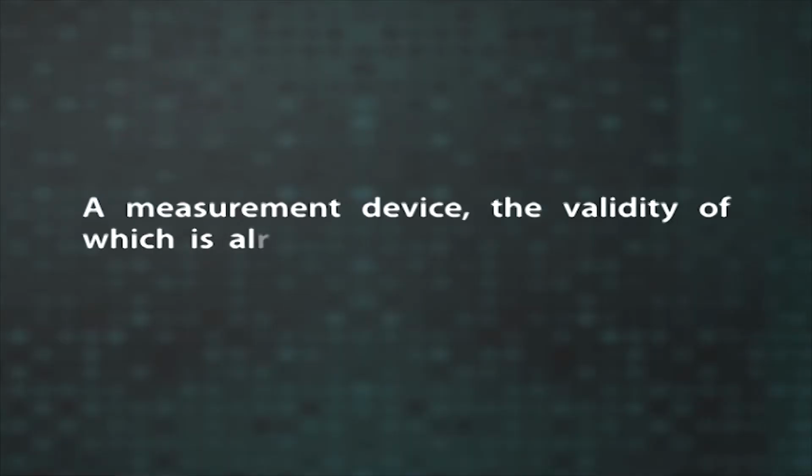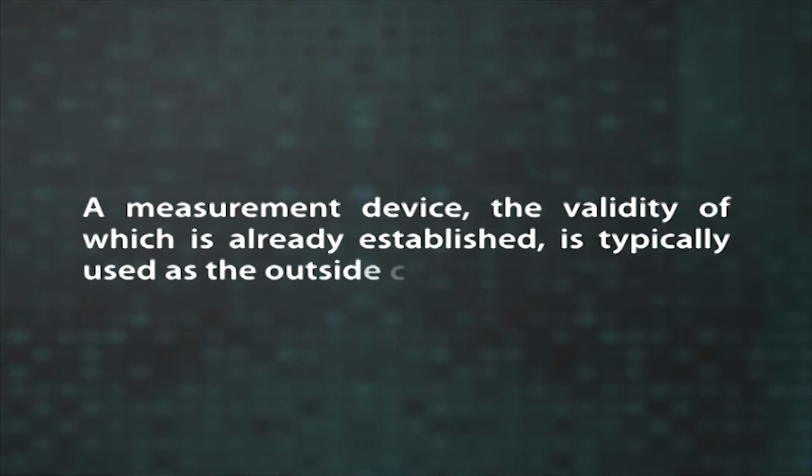Criterion related validity. Criterion related validity can be defined as the correspondence between the results of a test and the results obtained from an appropriate outside criterion. A measurement device, the validity of which is already established, is typically used as the outside criterion. While content validity and face validity are determined subjectively, criterion related validity is determined quite objectively. Hence, it is also known as empirical validity. To determine the criterion related validity of a test, it should be correlated with an already established test or criterion. Let us consider an example to understand this.